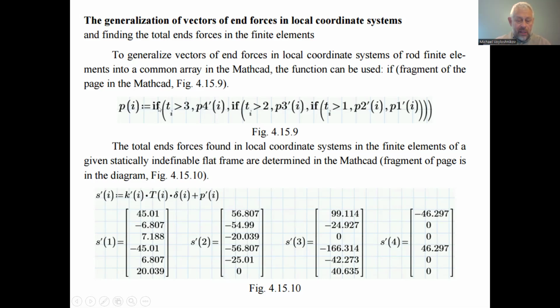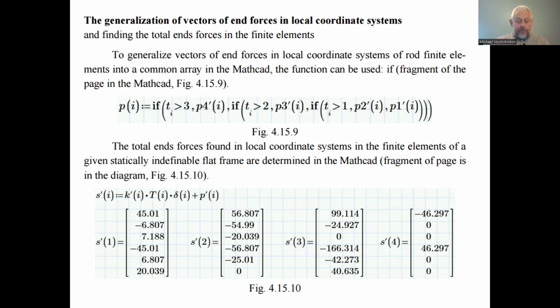And so we generalize all these vectors P4, P3, P2, and P1 strokes in the local coordinate system, as they're understood by the Mathcad computer algebra system, into one array in Mathcad. We indicate this array with this definition, shift and columns, two buttons together on the keyboard. This is the Py array in Mathcad of the vectors of the node forces under the action of distributed load.